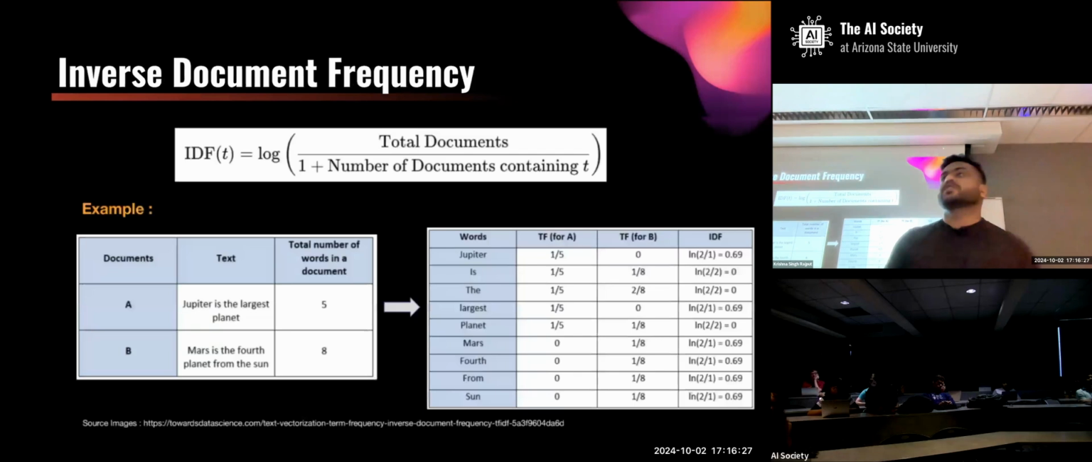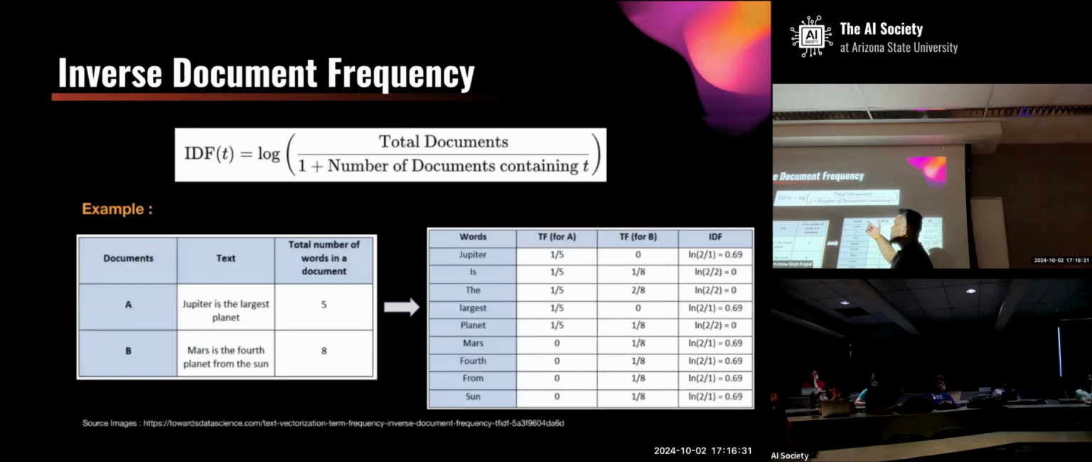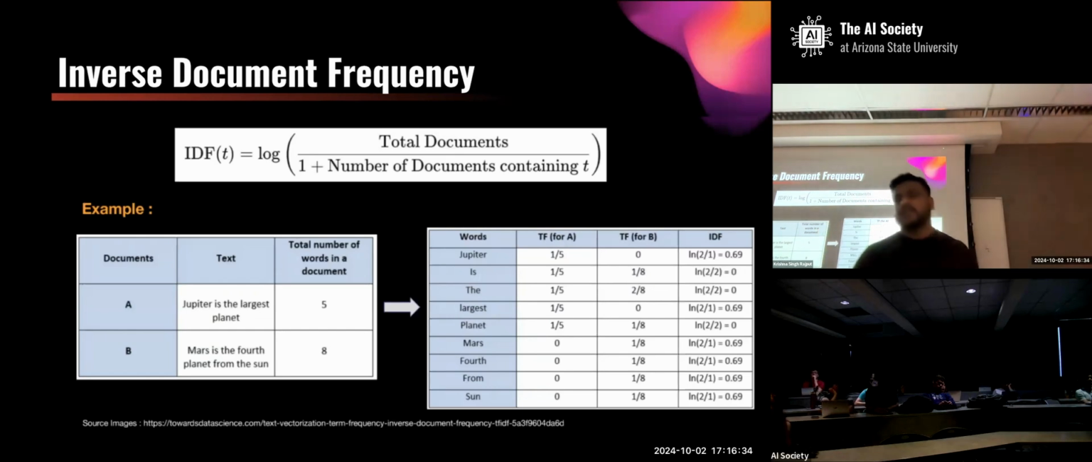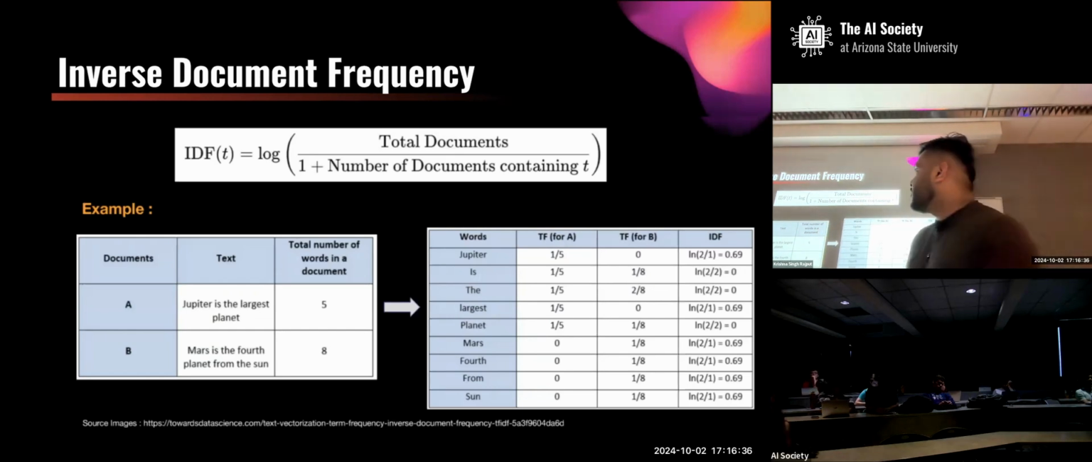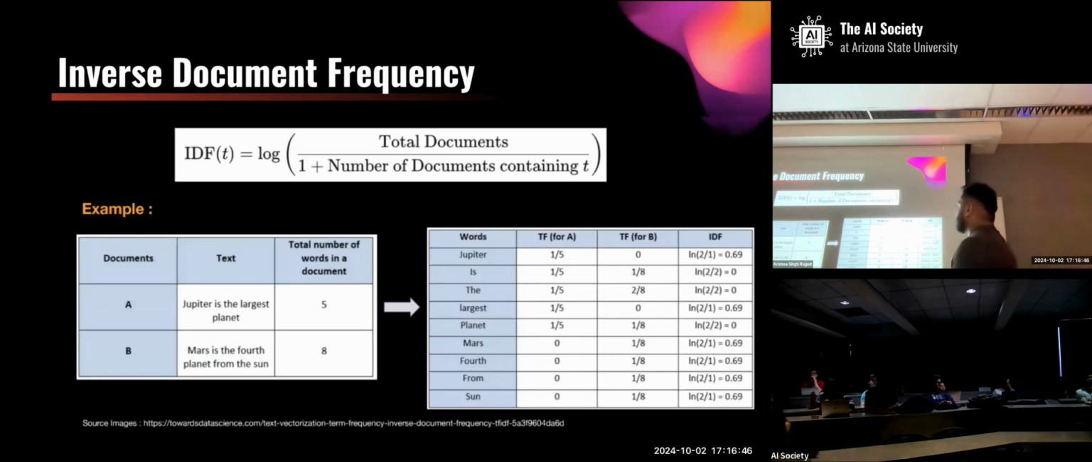The other term is the inverse document frequency. It's basically a logarithmic scale, and the formula is right there. It says log of total documents divided by 1 plus the number of documents containing that particular word. So here, if you see, "is" and these are words which do not add any value. And in the inverse document frequency, the value is 0 for those two.